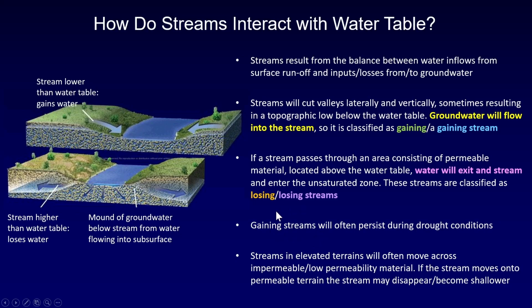So as mentioned, gaining streams will often persist during drought conditions because they are constantly being fed by this stream of groundwater. Now, there is one more situation we need to talk about when it comes to streams and groundwater, and this occurs when you have a river moving across impermeable material and then moving over permeable material.